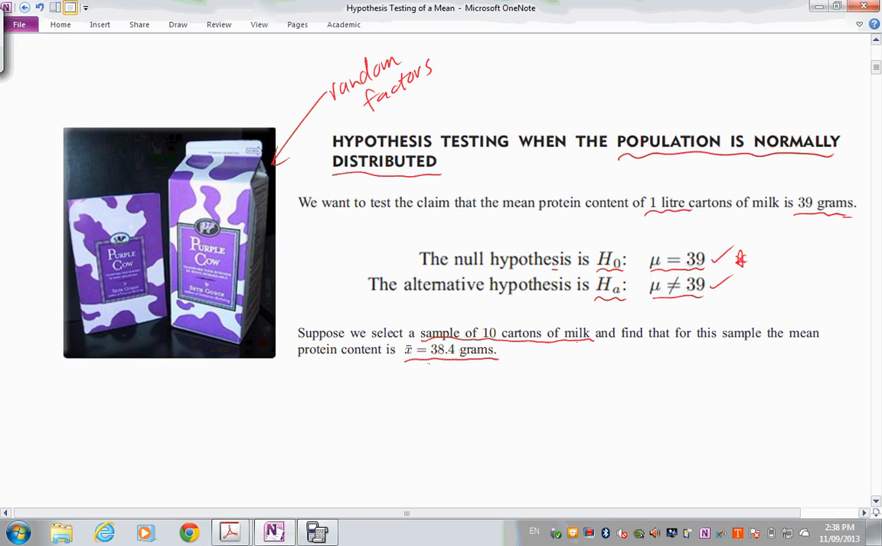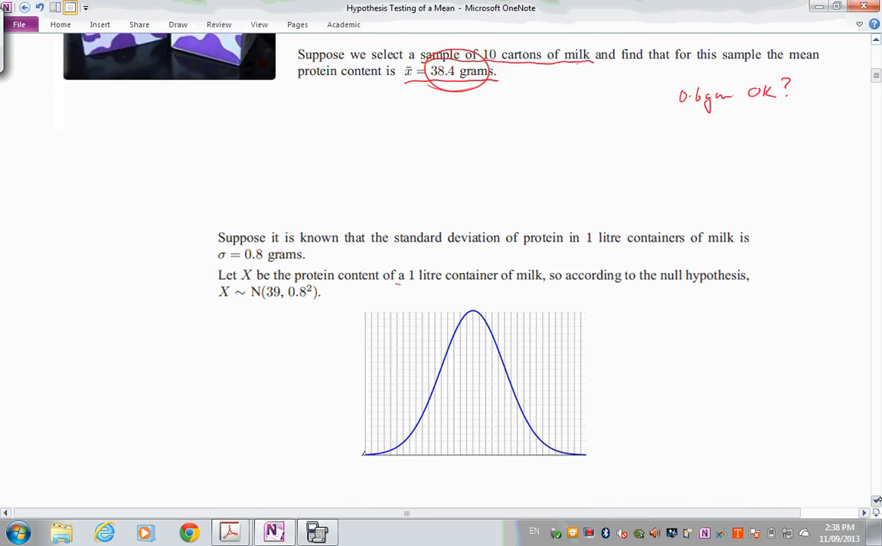Hey, that doesn't seem too bad, does it? 38.4 from 39, that's only 0.6 grams in a litre. Is that okay? Sounds pretty good. Let's test it with some statistical theory now. So come down and let's have a look.